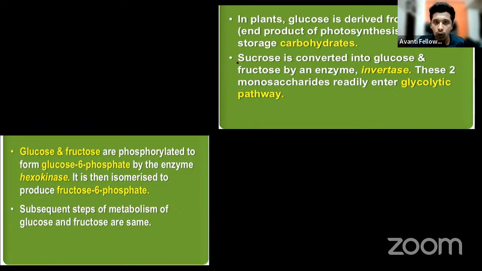First, we have sucrose, and sucrose is converted into glucose and fructose by an enzyme called invertase. It is very, very important. So this invertase enzyme is breaking down sucrose into glucose and fructose, and the name of the enzyme is invertase. And we have two monosaccharides, isn't it, which are ready for what pathway? Glycolytic pathway, or we also call it glycolysis. Fine.